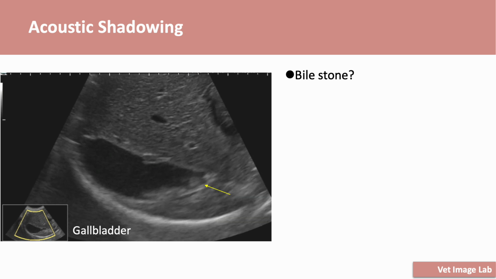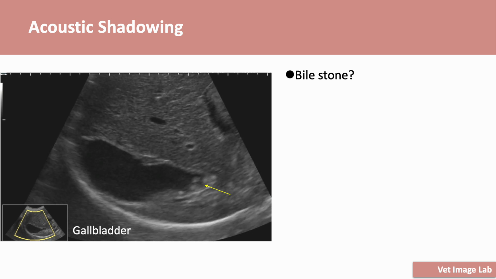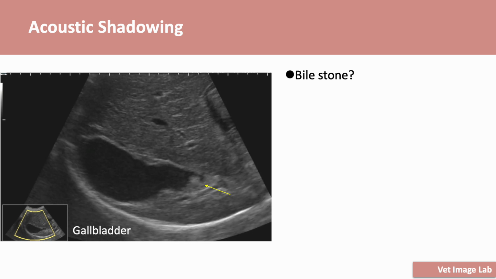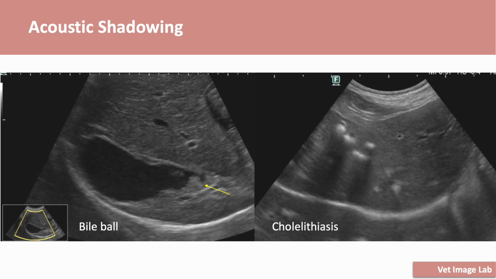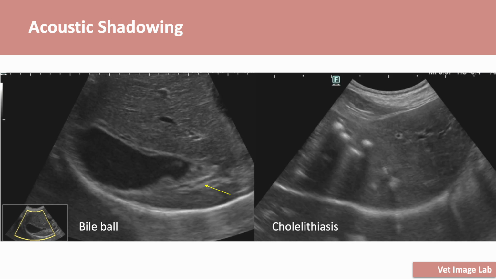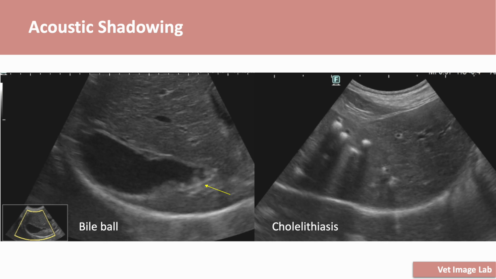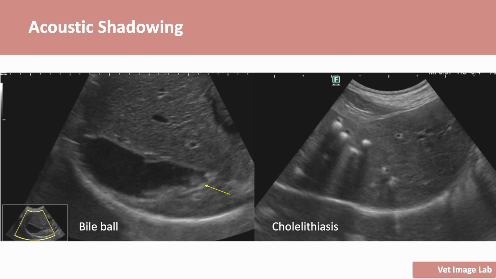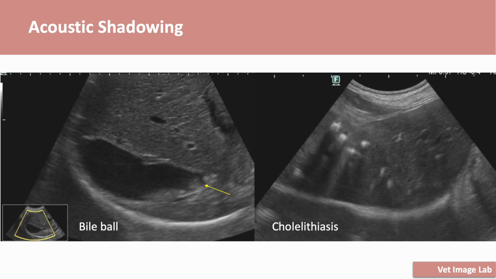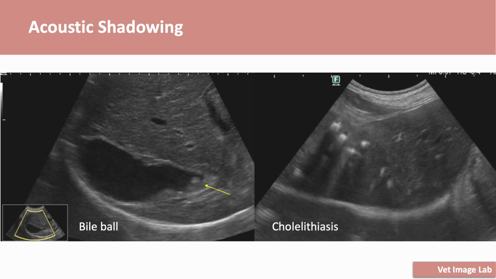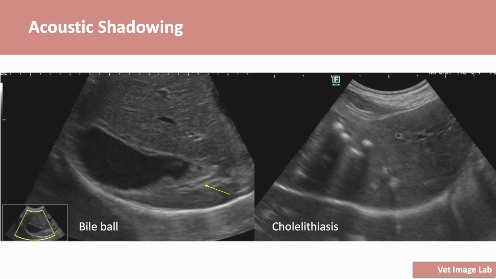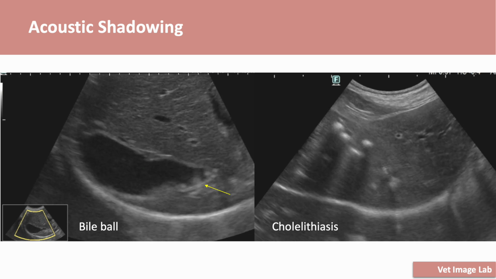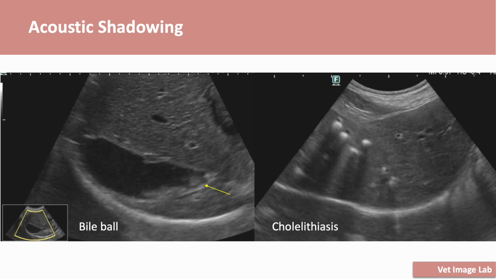Looking at this ultrasound image, we see round-shaped structures in the gallbladder. Could these be bile stones? Normally, bile stones are expected to produce a shadow distal to their location due to their density. However, in this image, we do not observe any shadowing behind the round structures. This absence of shadowing allows us to rule out bile stones. Instead, what we are likely seeing here are bile balls, which do not typically generate acoustic shadows.